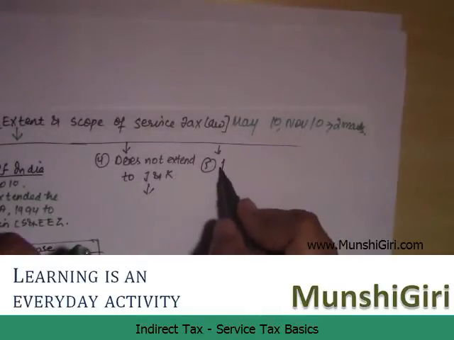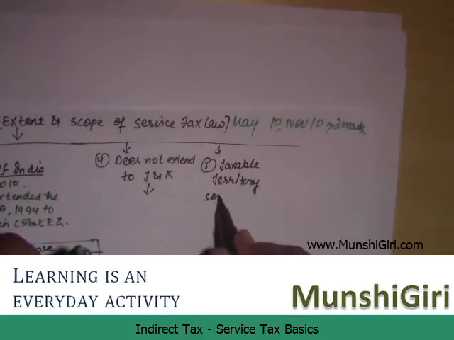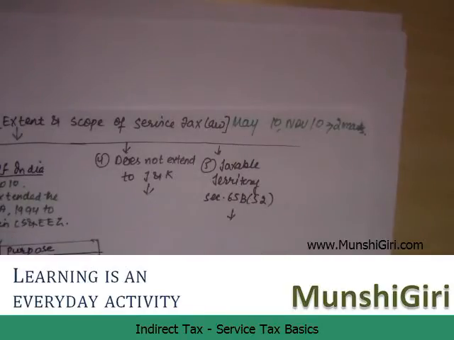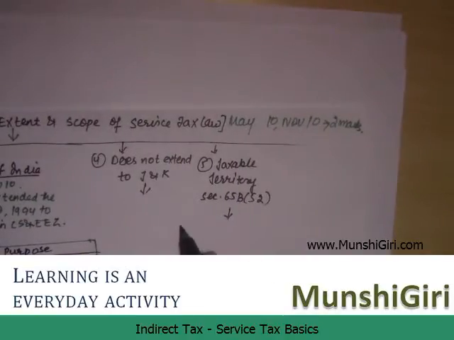Coming to next heading under this, fifth. This is taxable territory. And this is defined under section 65B subsection 55 of the Finance Act 1994. This is the territory to which the provisions of this chapter apply: taxable territory.